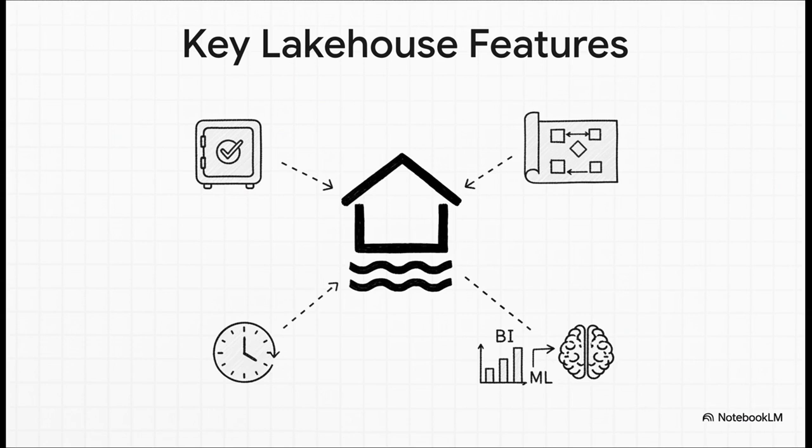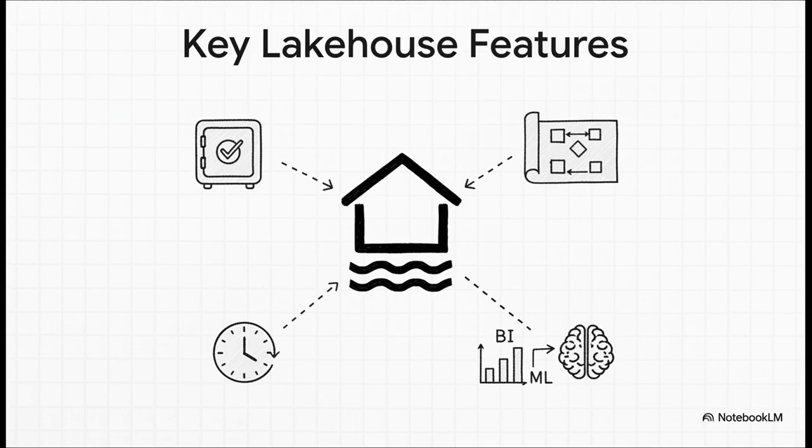And the features the Lakehouse brings to the table are incredibly powerful. It supports ACID transactions, which is just a fancy way of saying your data operations are reliable and won't get corrupted. It enforces quality with schemas, and get this, it even lets you time travel to look at older versions of your data. The bottom line? You can run both your business intelligence and your AI on the exact same copy of the data.